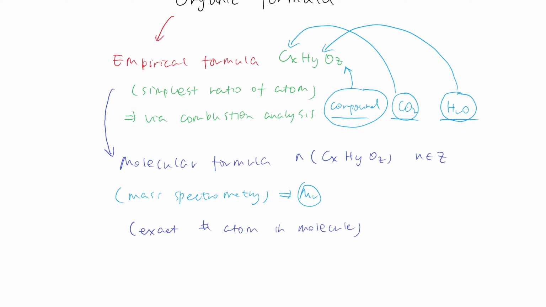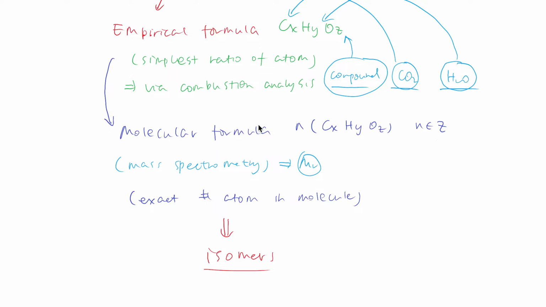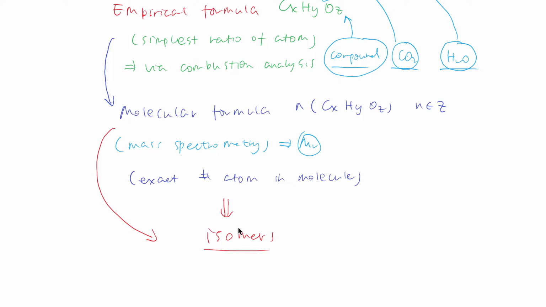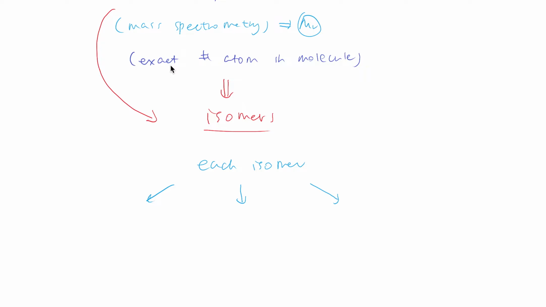And then from here, we can draw isomers. Usually each molecular formula has a lot of isomers. As n gets larger, the number of isomers gets larger as well. Each isomer can be represented using three different notations. First, you can use the structural formula to represent it.